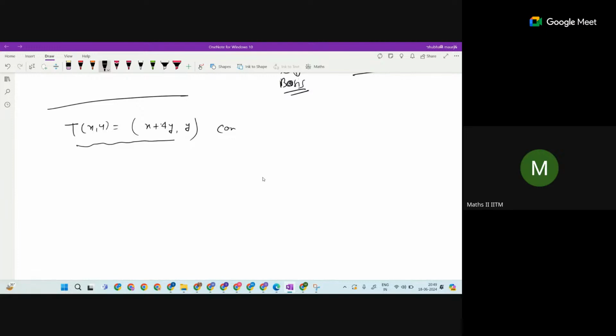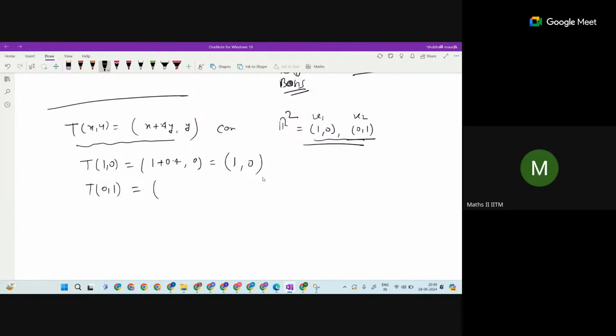Our canonical basis of R2 is fixed: (1, 0) and (0, 1). This is our canonical basis. This is your V1, this is your V2. The canonical basis of R2 is this one only. So let's find the image of the canonical basis element. T of (1, 0) is (1 plus 0 times 4, 0), which is (1, 0), itself. And let's find the image of the second one: (0 plus 4 times 1, 1), which is (4, 1).